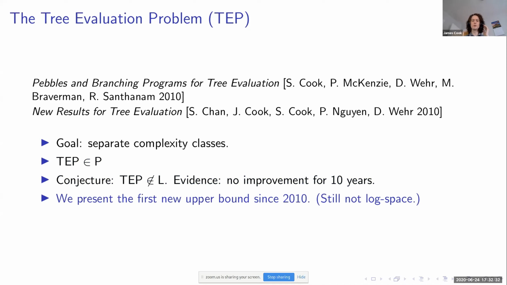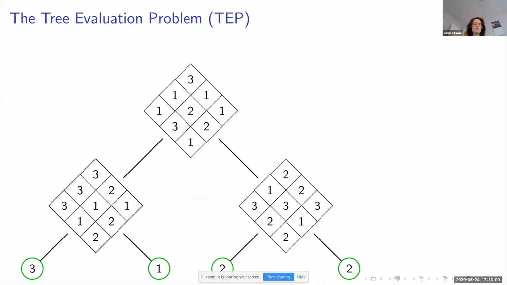Based on this, we're going to recursively define a number. The values at the leaves are already part of the input, and the value at any internal node depends on the values at its children. So if we look at this node on the left here, its children are 3 and 1. So we look at row 3, column 1, and we find the number 2. And we do the same thing at the other nodes, and we find the number 1 at the root, and that's the final output of TEP.